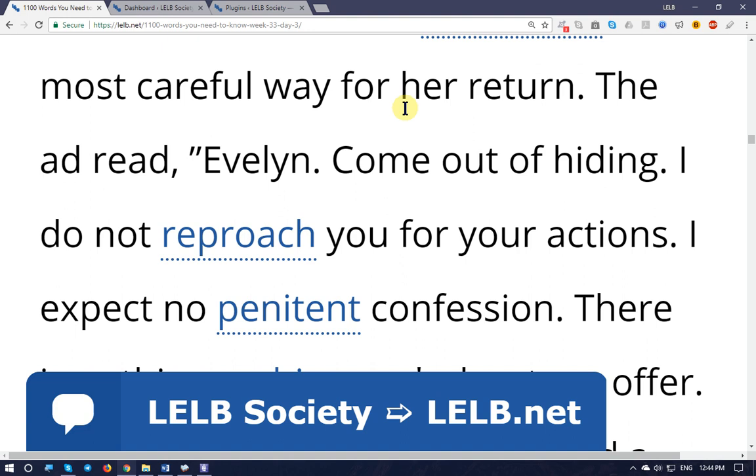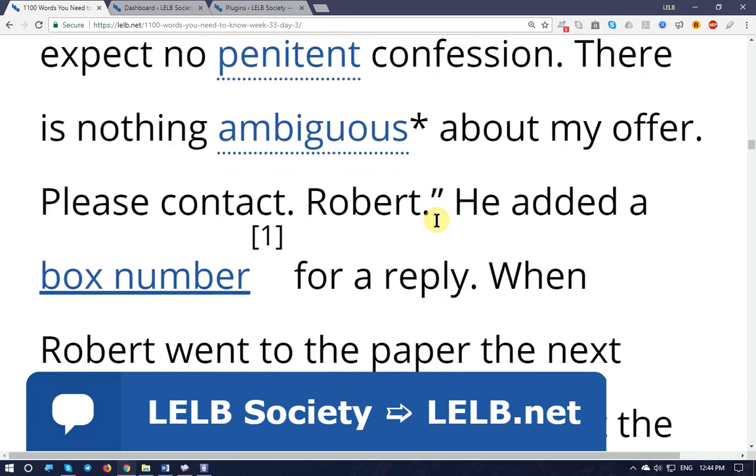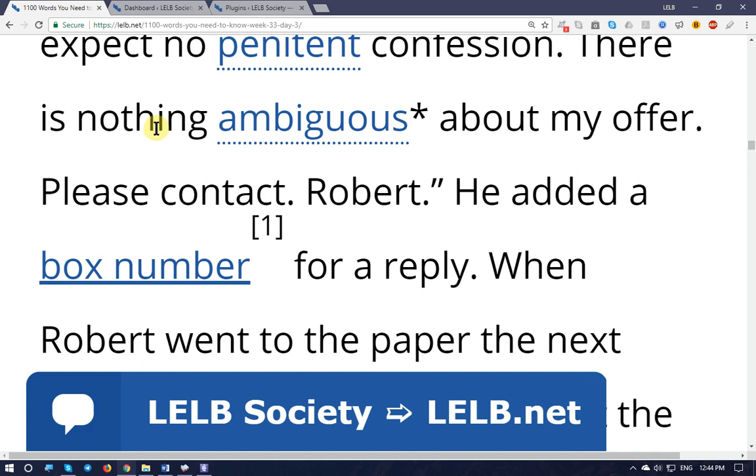Evelyn, please show yourself. Come out of hiding. I do not criticize you for your actions. I expect no penitent or contrite confession. Make a confession, to confess, to admit that you have done something wrong. There is nothing ambiguous or unclear about my offer. I'm being really clear. Please contact Robert.